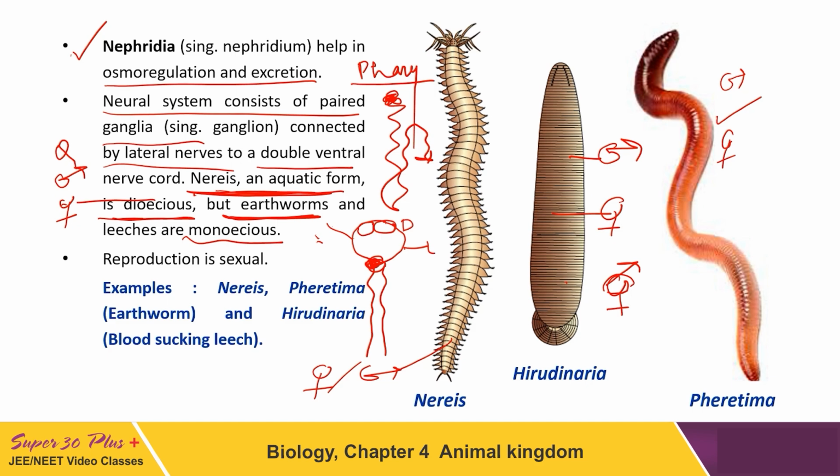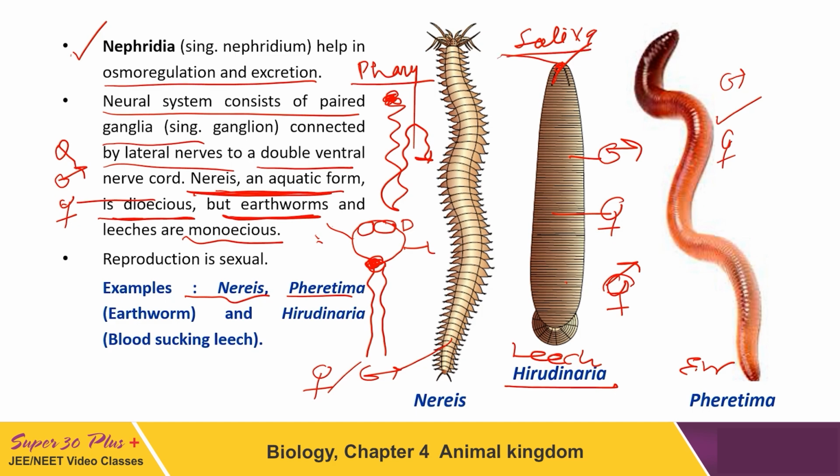Some interesting examples. Nereis, I told you, this is found in water. Pheretima, this is earthworm, and this is Hirudinaria, that is leech. Do you remember one interesting point with leech? That is, leech is having salivary gland. It secretes saliva, and what's the function of saliva?